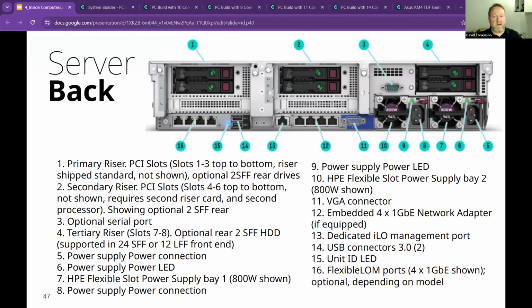Do they have anything that we don't have in a PC? They have more of the same thing. Network cards there. You can see 16, 13, 12, etc. They're all network cards. Ignore 13 a little bit because that's a dedicated ILO management port. We'll talk about those things some other time. Double power supply units. Yes. So we have double power supply units.